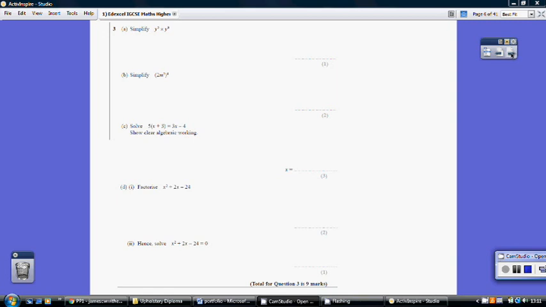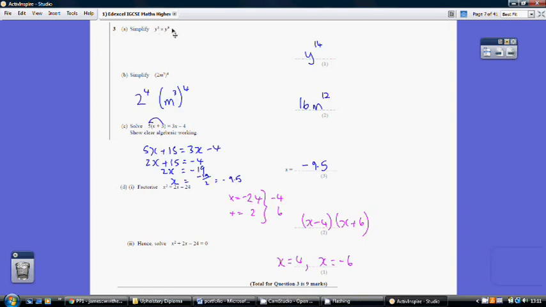Question 3a. Well, when we're multiplying, we add the powers. 5 add 9 is 14, so y to the power of 14. Now part B, we need to have each of these components to the power of 4. So 2 to the power of 4 and also m cubed to the power of 4. Now 2 to the power of 4 is just 2 times 2 times 2 times 2, which is 16. And when you've got a power inside the bracket and a power outside the bracket, you multiply these numbers together. So that's m to the power of 12. So 16m to the power of 12.